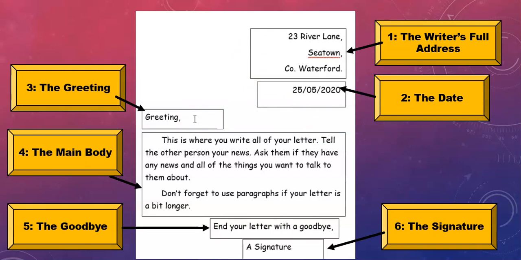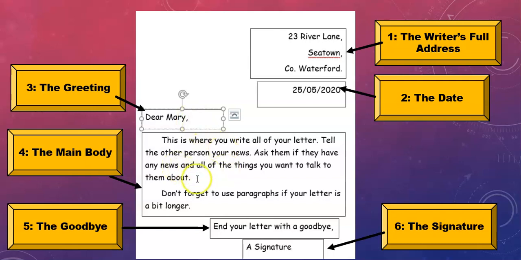Now, in the greeting is where you say hello, and it's always on the left hand side of the page, okay? And here is where we would say something like, Dear Mary, comma. All right, we're using a comma because this is not the end of the sentence. This is the opening of the sentence. Dear Mary. Now we know who we are writing the letter to. If you were writing to, for example, at Christmas time, you would write a letter to Santa. It would be Dear Santa. If you were writing a letter to someone famous, Lionel Messi, Dear Lionel Messi, comma.